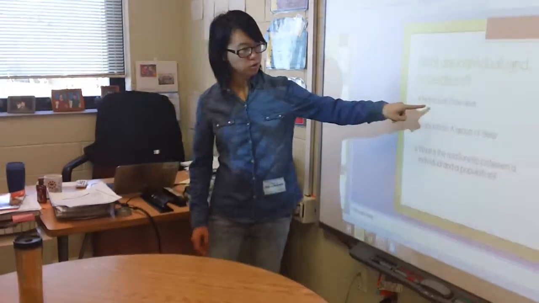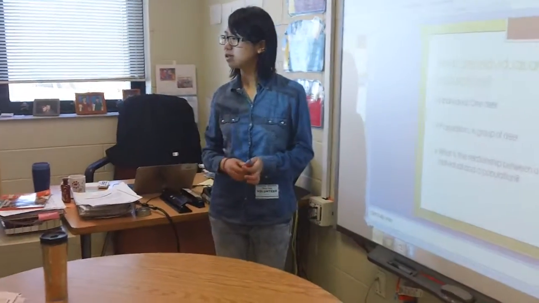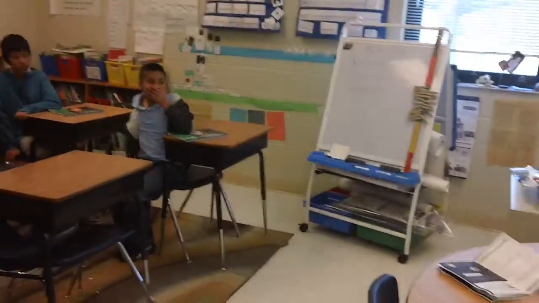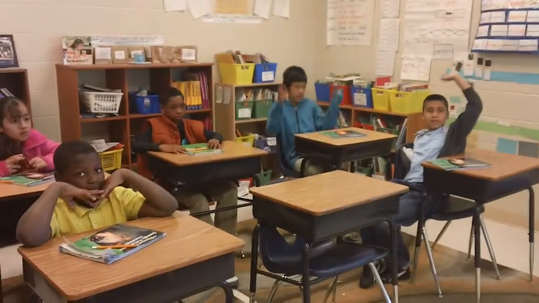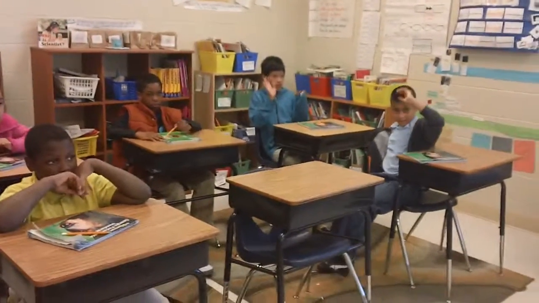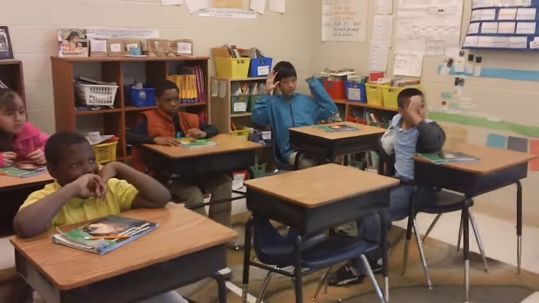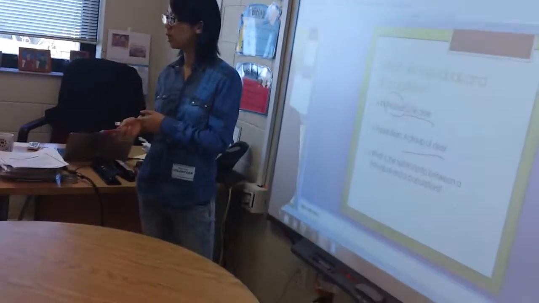So what is an individual? Jeremiah. Something by itself. Yeah, something by itself, like one deer, right? What is a population? A group. Brandon? A group? Yeah, a group of same living things. Yeah, a group of deer. A group of deer. Yes, right. So an individual is like one deer, and then the population is a group of deer, right?